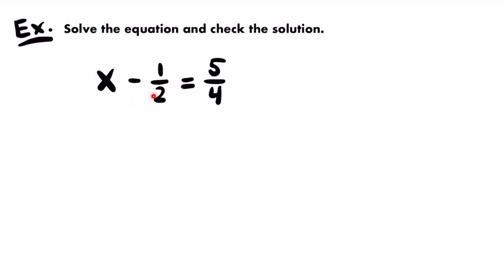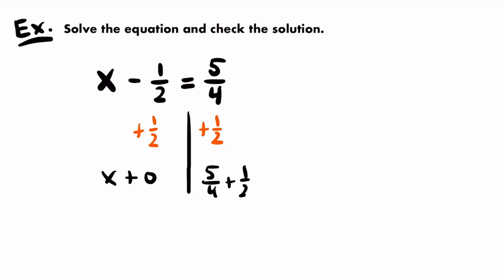In this case, we have negative 1/2 being added to x, and so we want to add the opposite of that to both sides of the equation, which means we want to add positive 1/2. All right, and so drawing our divider here, we are adding 1/2 to both sides. Negative 1/2 plus 1/2 is 0, so we have x plus 0. But then what about on the other side? We're adding 1/2 to 5/4. I'm just going to write that down like this. We have 5/4 plus 1/2.